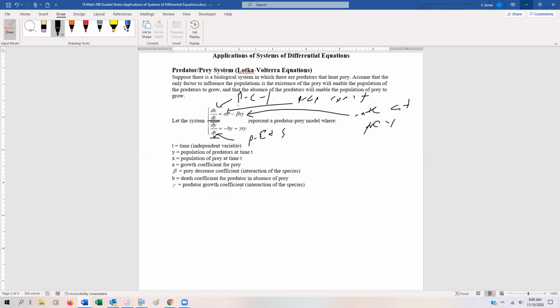We know that some prey are pretty good at hiding and others are not so good. So beta might be higher for something like a plant as opposed to something like a jackrabbit, which is a little bit smaller and faster.